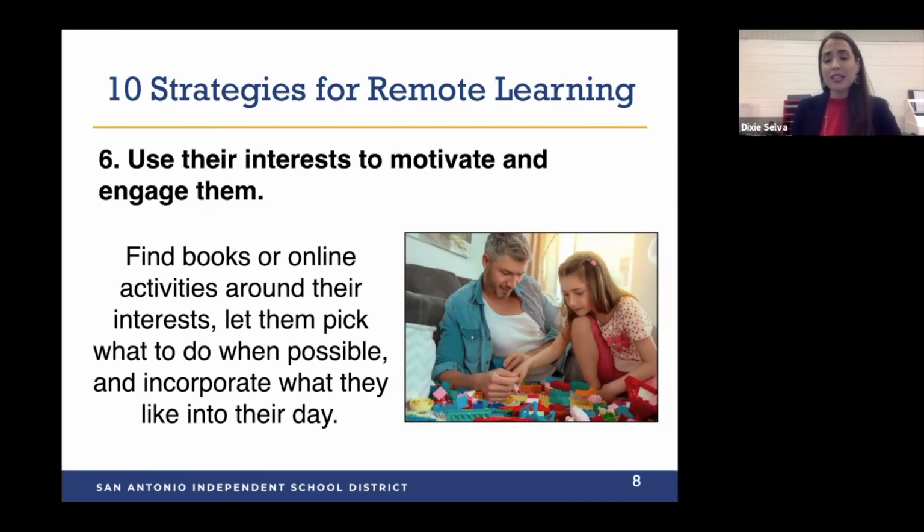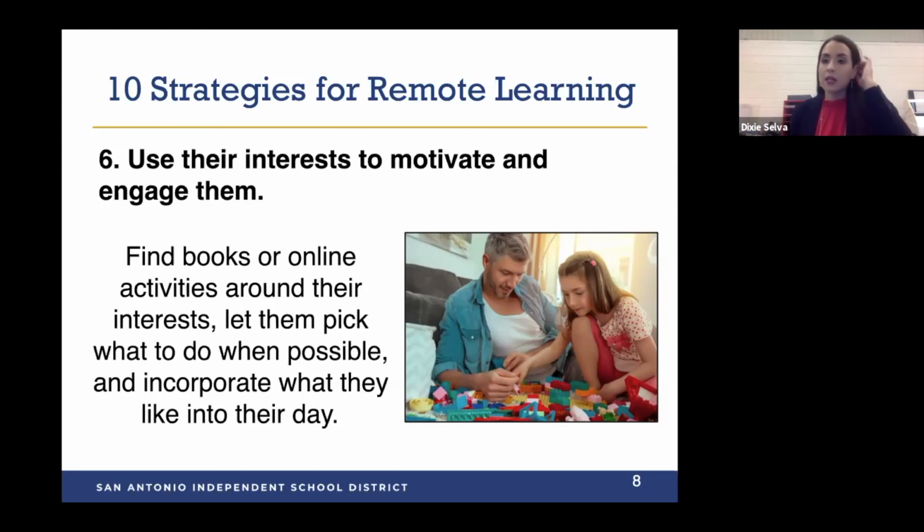So it could be as simple as getting them a Super Mario pencil, or it could be as simple as having them use Super Mario to write a story, and letting them, whenever possible, pick what they're doing and pick the stories that they read, pick the activity they do first. If they're really struggling with completing assignments, maybe you just say, okay, we have math and we have reading and science to do. Which one do you want to do first?